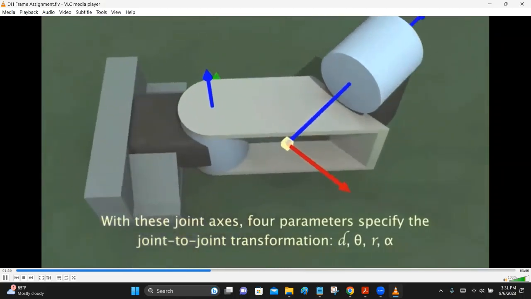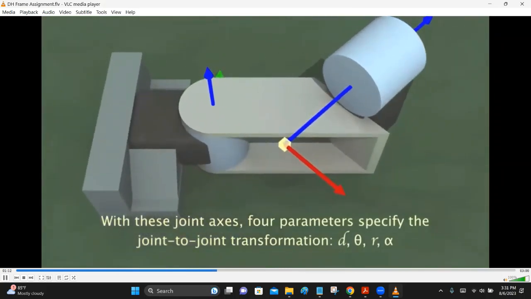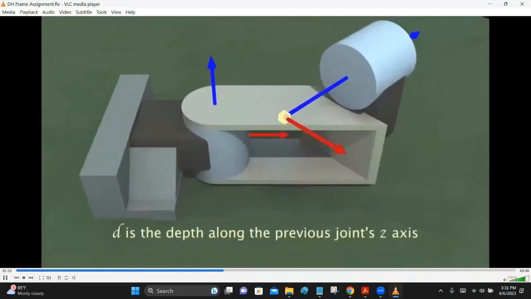Using this protocol for laying out the reference frames, only 4 parameters are needed.